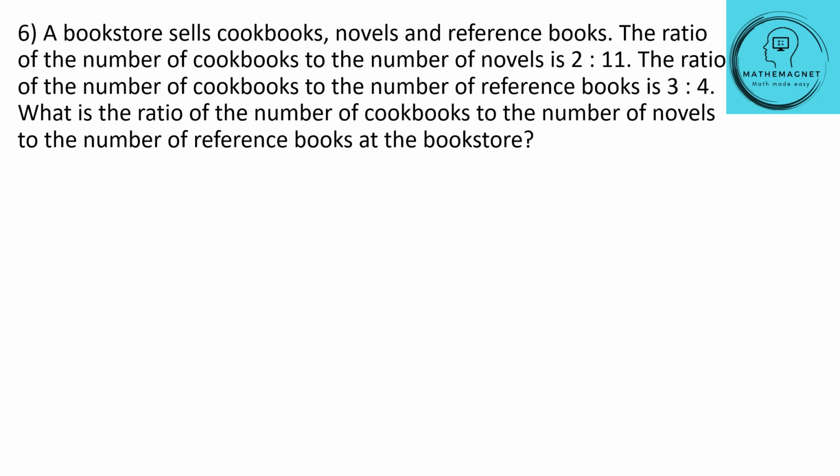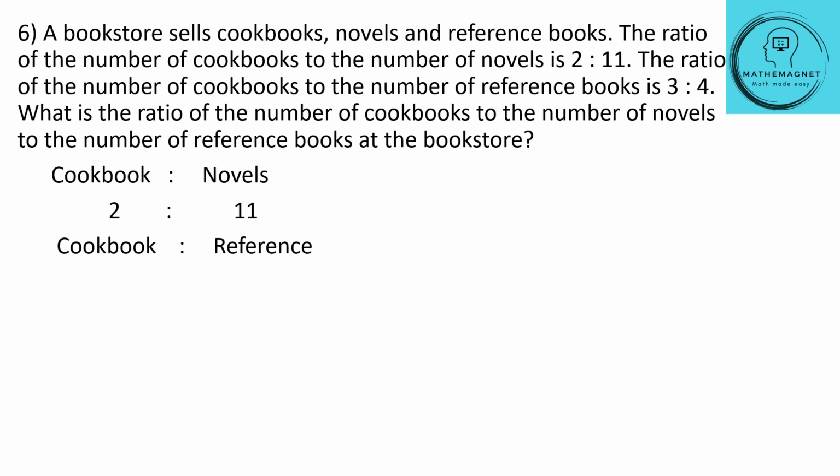Let's look at the last question. Question number 6. A bookstore sells cookbooks, novels and reference books. The ratio of the number of cookbooks to the number of novels is 2 is to 11. The ratio of the number of cookbooks to the number of reference books is 3 is to 4. What is the ratio of the number of cookbooks to the number of novels to the number of reference books at the bookstore? So let's begin by writing the data information that we have from the question, which is we know cookbooks is to novels is 2 is to 11, and we also know cookbooks to the number of reference books is 3 is to 4.